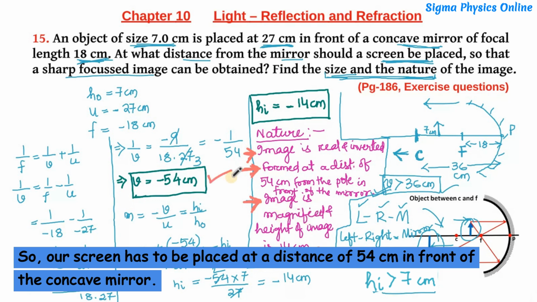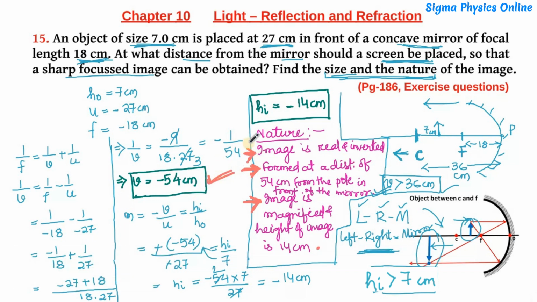So thus we got our image distance as minus 54 centimeter, which is more than 36 centimeter, indicating that the image is formed in front of the mirror and lies beyond the center of curvature. The height of the image obtained is minus 14 centimeter, indicating that the image is real, inverted and magnified. Thus, if you remember the LRM rule for mirrors, it becomes easy to remember and draw the ray diagrams accurately and solve the questions correctly.